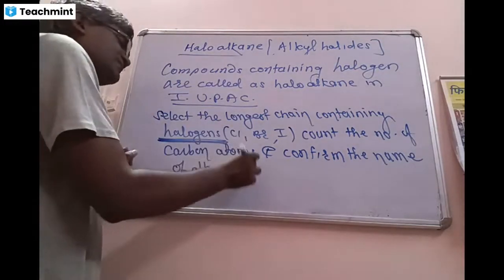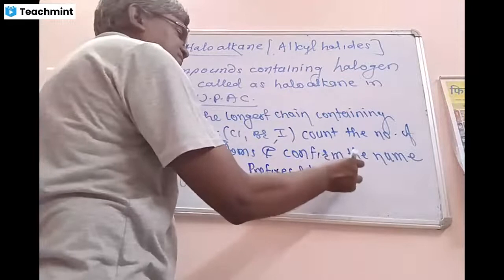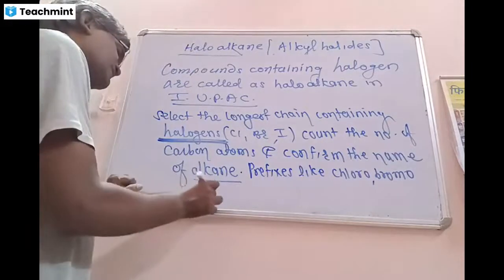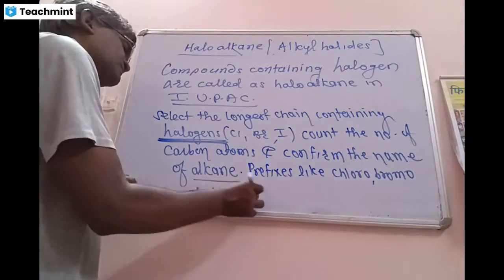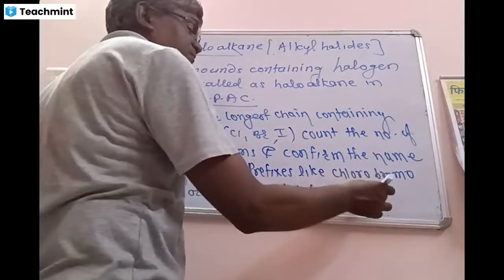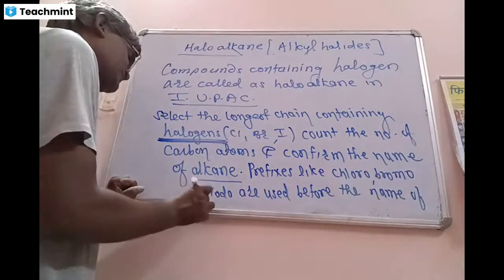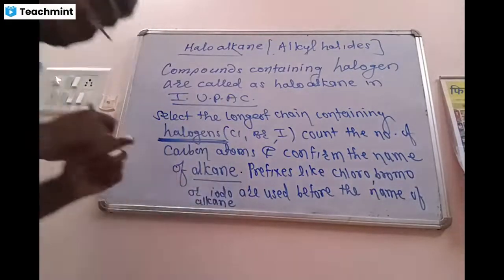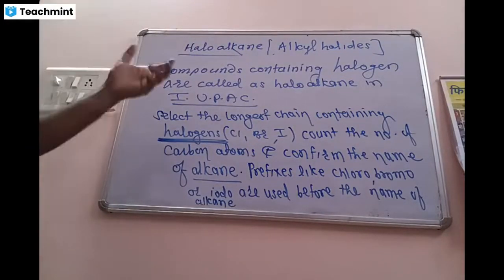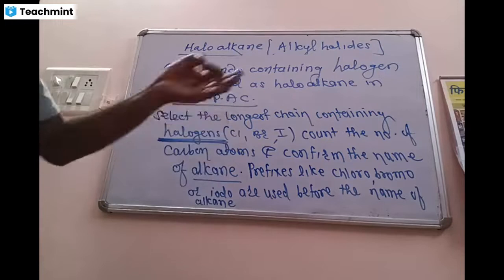Then, it is not complete yet. Prefixes like chloro, bromo or iodo are used before the name of the alkane. Where do we put a prefix? Before, like Mr., Mrs., Miss and so on. Same like that, chloro, bromo and iodo are used before the name of the alkane.